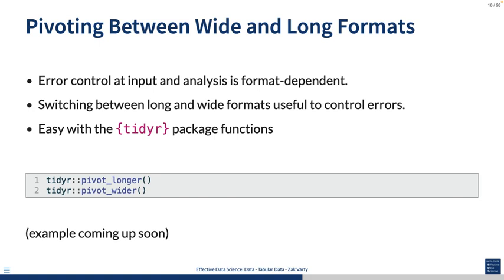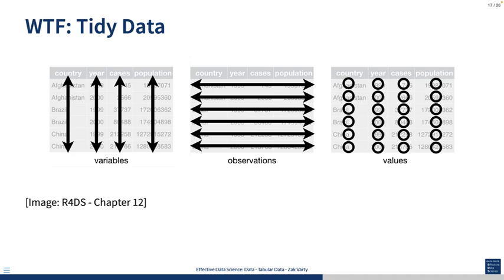We'll see an example of this coming up soon, but first let's take a minute to discuss what we mean by tidy data. The concept of tidy data can be summarized in three key principles. The first of these is that each variable should have its own column within your data frame, or tibble. Each observation should have its own row within your data frame or tibble. And each unique measured value should have its own cell, and every cell should contain such a value.